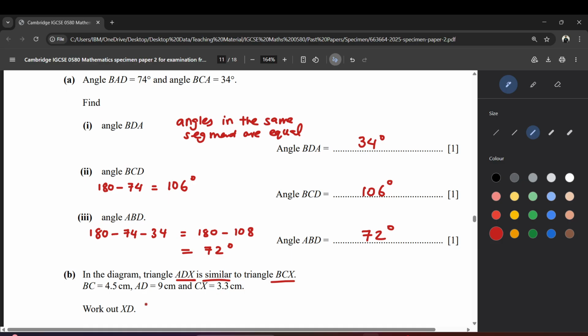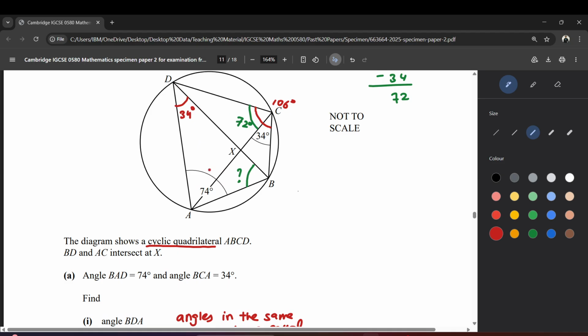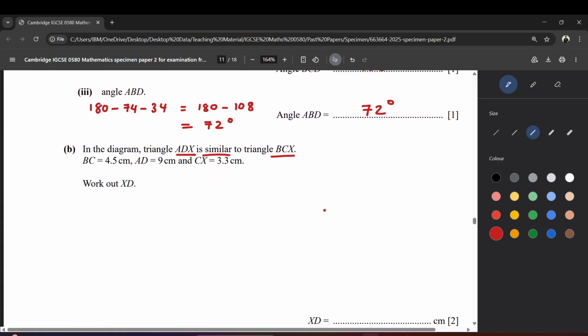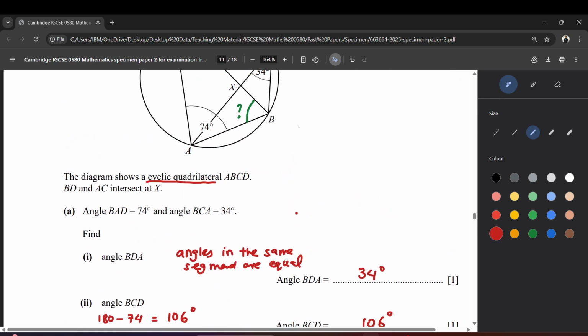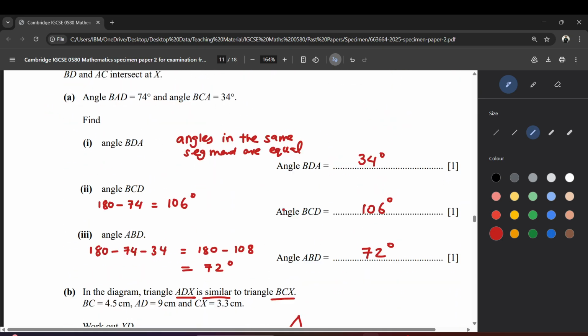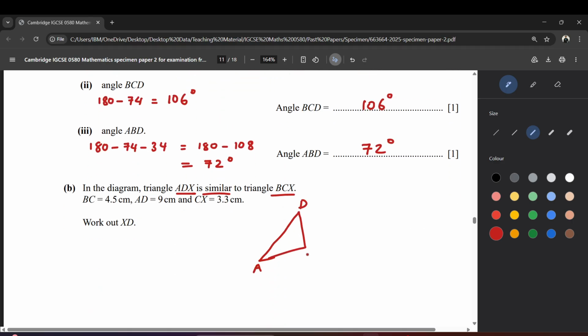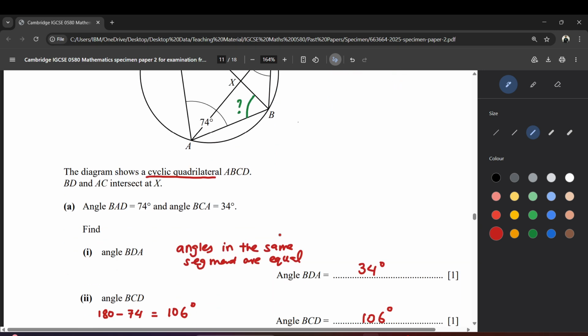Work out XD. Now look, when you have these questions, it's good practice to draw both of these triangles in the same orientation. Right now you can see that they're in different orientations. What do I mean by that? Let me draw ADX. ADX is something like this. This is not 90 degrees, I've just drawn a rough sketch. So this is A, this is D, and this is X. This angle is 34, and that's all we know.